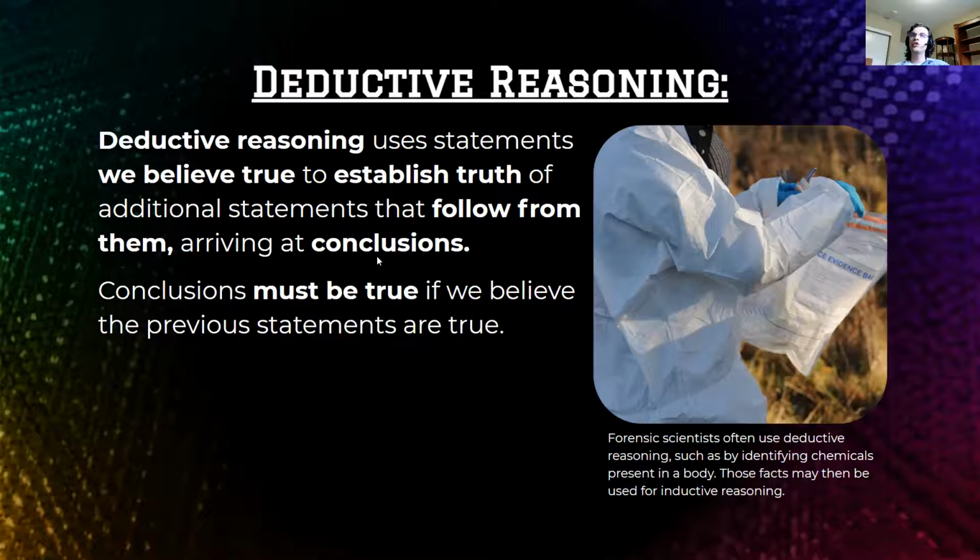Now, conclusions must be true when used with deductive reasoning if we believe the previous statements are true. There is not a way for, in this case, a result to appear that the chemical is present in the body unless it's actually present. Now, you don't want to read too much into it, right?